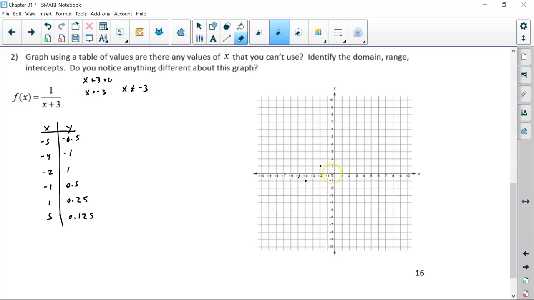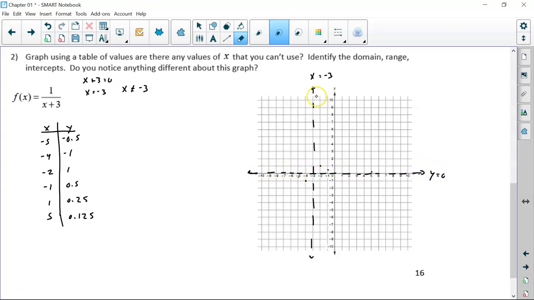Then we're at negative 1, negative 0.5, and then we're at 5.125. So what happens here is since x cannot equal negative 3, that's where our vertical asymptote is. Nothing is going to happen there at that line. And we have a horizontal asymptote at y equals 0.